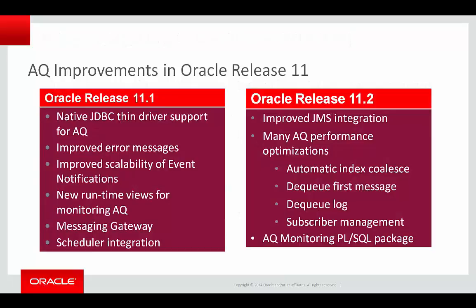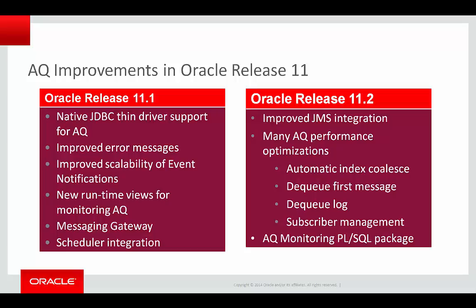Before moving on to 12c and sharded queues, I wanted to highlight some of the performance and scalability optimizations in 11. One of the key ones is the native JDBC thin driver support for AQ. It greatly reduces the number of round trips between the client and the server. We've improved diagnosability by adding better error messages and also more runtime views, and these can now be monitored via a PL/SQL package. We've improved the scalability of event notifications and messaging gateway. We've now been integrated with the scheduler.